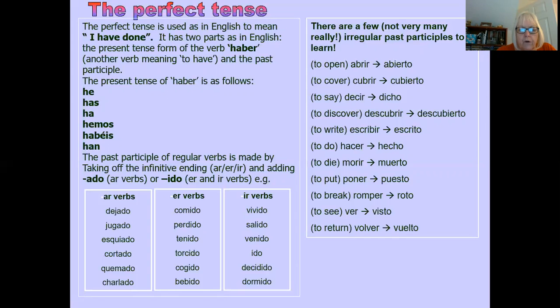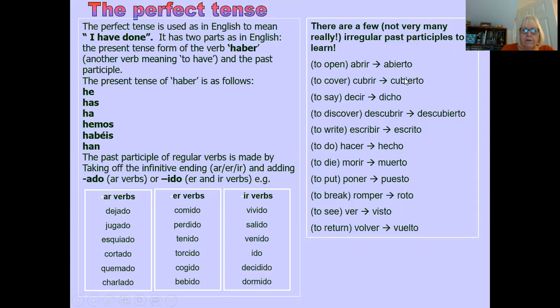So you can see you've got AR, ER, IR verbs. Past participle is formed by taking off the AR, ER, IR ending and adding either ADO or IDO. So you get a verb like comer, for example. Comido is eaten. I have is from this verb here, he. So he comido, I have eaten. He vivido, I have lived. Has salido, you have gone out.